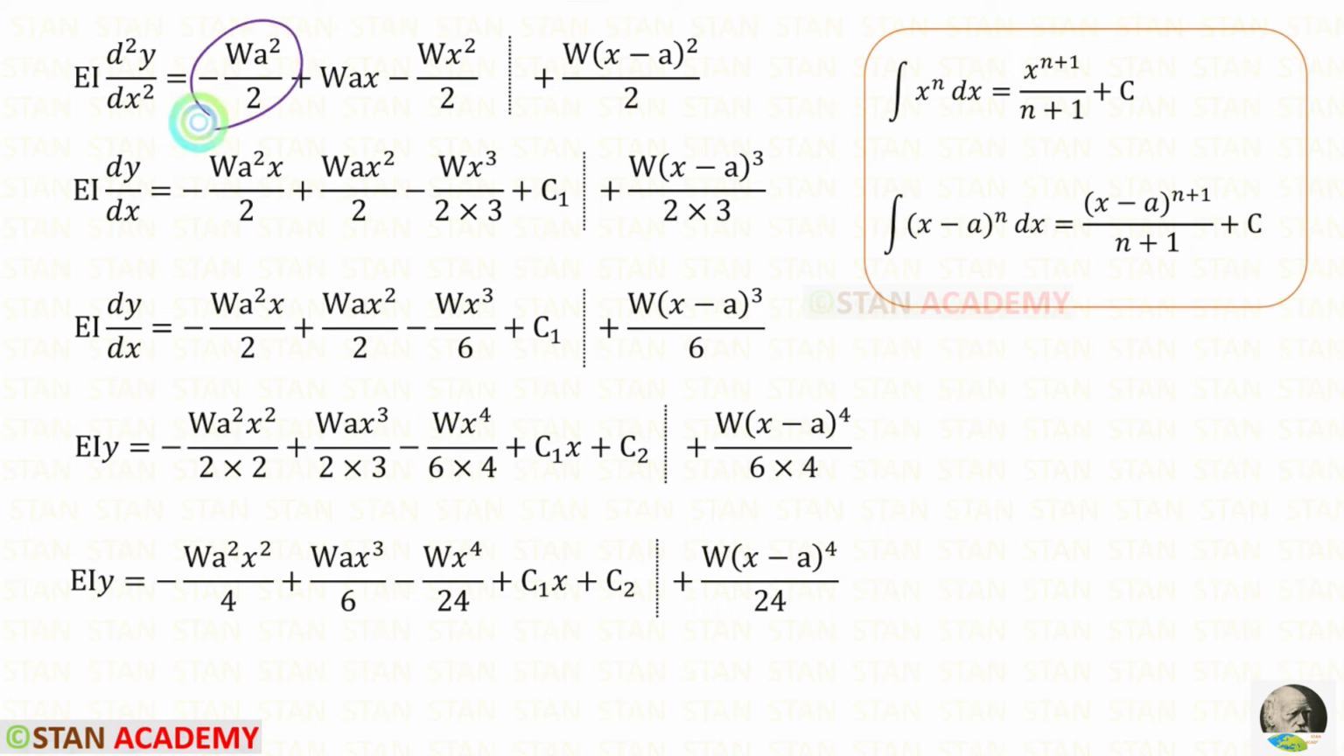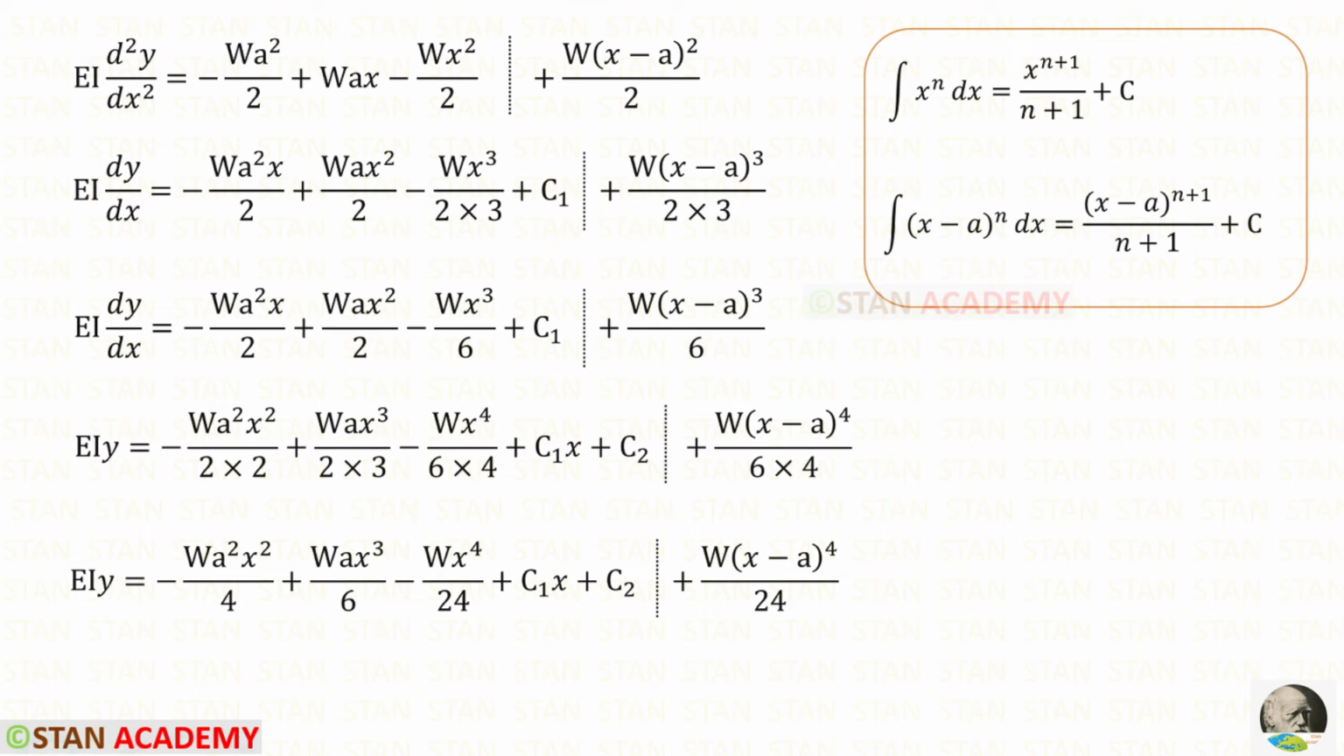In this term, there is no x, so the integration will be x. When we integrate x, it will be x square upon 2. When we integrate x square, it will be x cube upon 3. When we integrate this, we will get x minus a the whole power cube upon 3. C1 is the constant. 2 into 3, it will be 6.